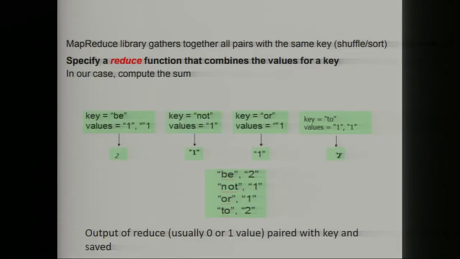Remember that. Now, the MapReduce library gathers together all pairs with the same key. So having the same key, what does MapReduce do? It gathers them at one place. At one particular point it tries to integrate. So specify a reduce function that combines the values for a key. In this case, compute the sum. That is what you have to work out with the basic logic.